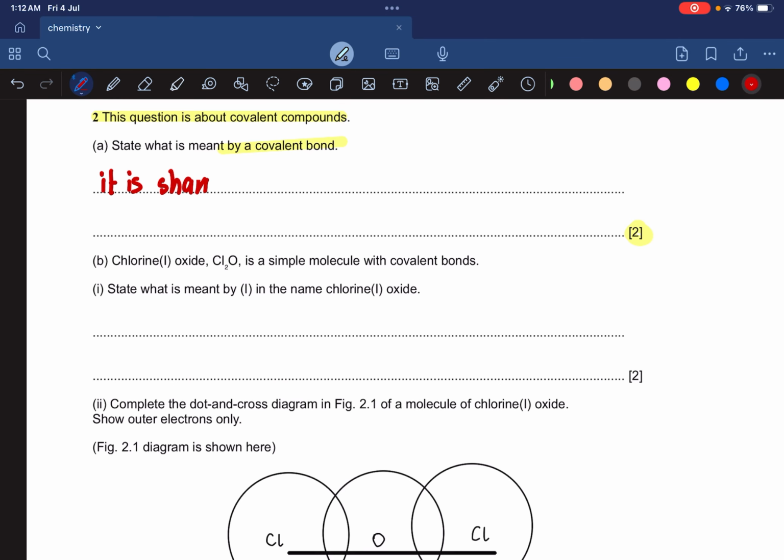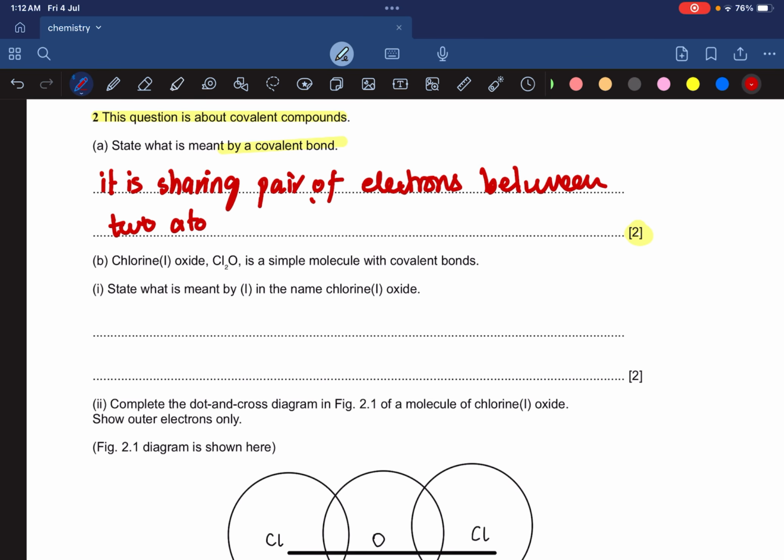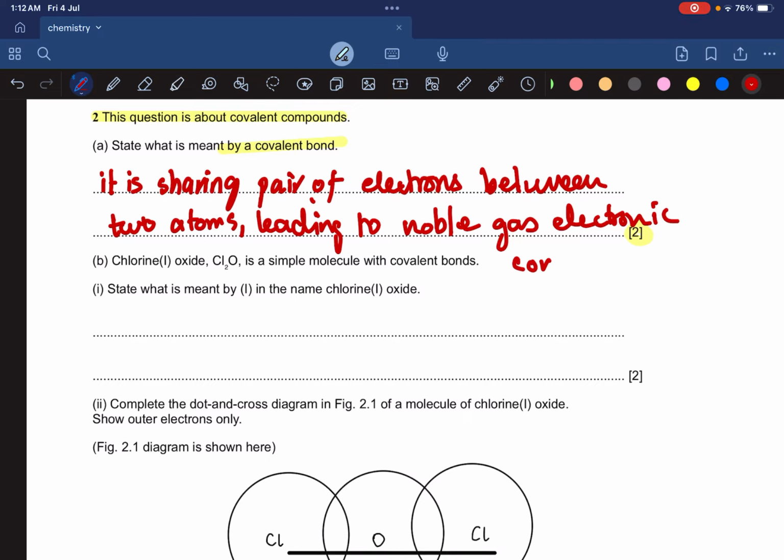sharing pair of electrons between 2 atoms leading to noble gas electronic configuration. This part just gives you 1 mark. Noble gas electronic configuration. So here is a breakdown of your 2 marks.